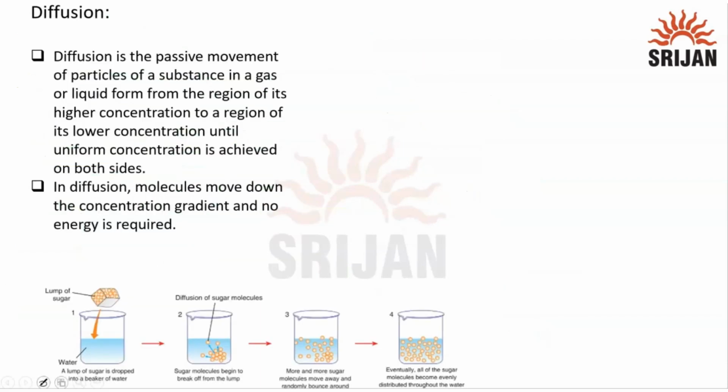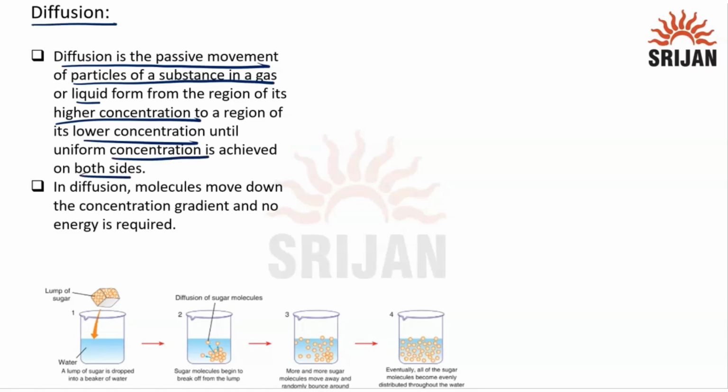Coming to here, we are understanding what is diffusion. Let's figure it out. So diffusion is a passive movement of particles of gas or liquid where the molecules are passing from higher concentration to lower concentration until the concentration is the same on both sides. The diffusing molecules move down the concentration gradient, and no energy is required.